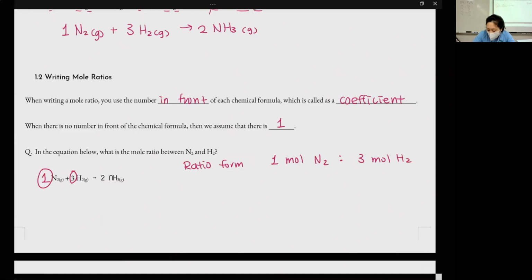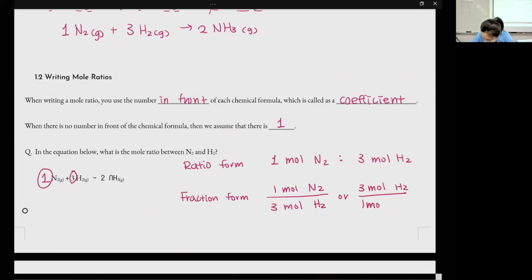If we write in the fraction form, it will be 1 mole of N2 over 3 mole of H2. Or we can always flip the fraction and say 3 mole of H2 over 1 mole of N2. Right. So that is how you can write the mole ratio in fraction form.